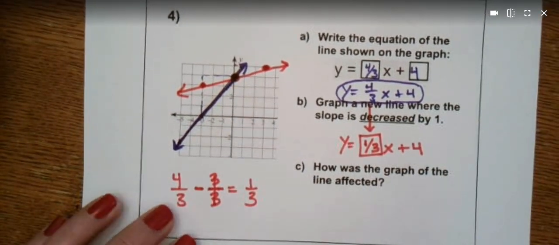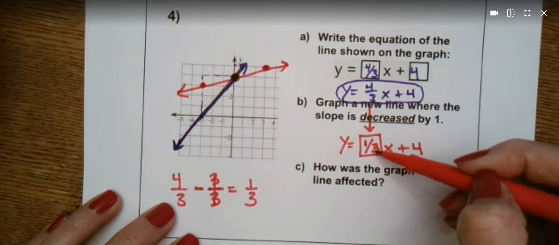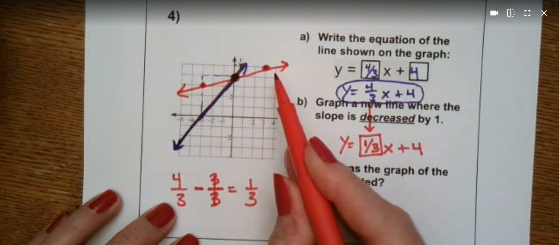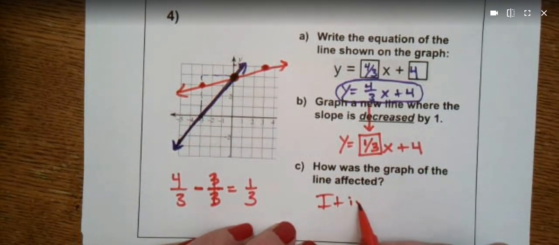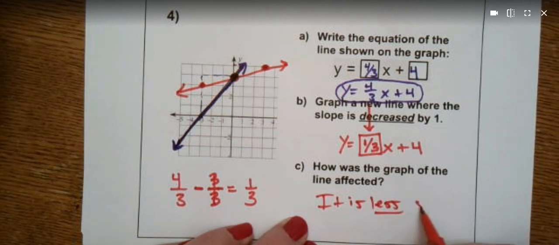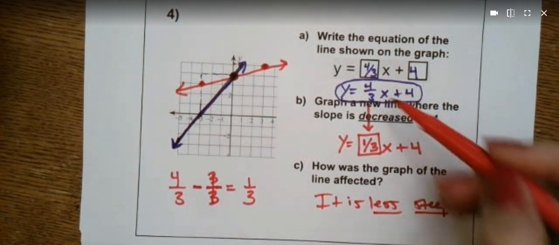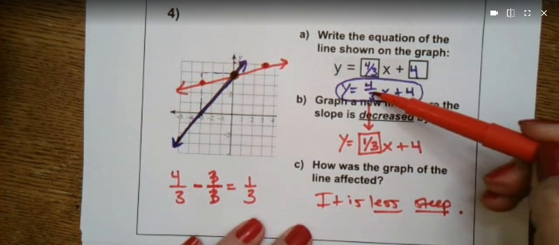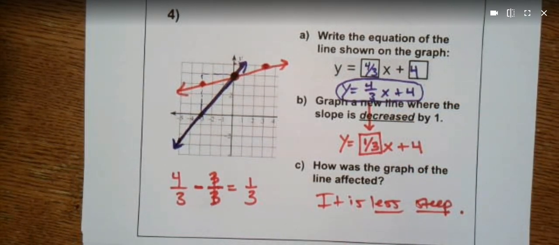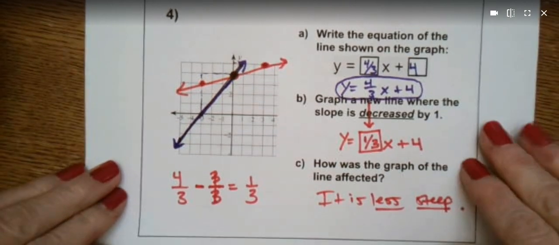Do you see how, being that I took the slope and made it smaller, I'm going to have a line that's less steep? It is less steep. Okay? So we know bigger the number, steeper the slope. Well, if you make the slope a smaller number, the line's going to be not as steep, less steep.